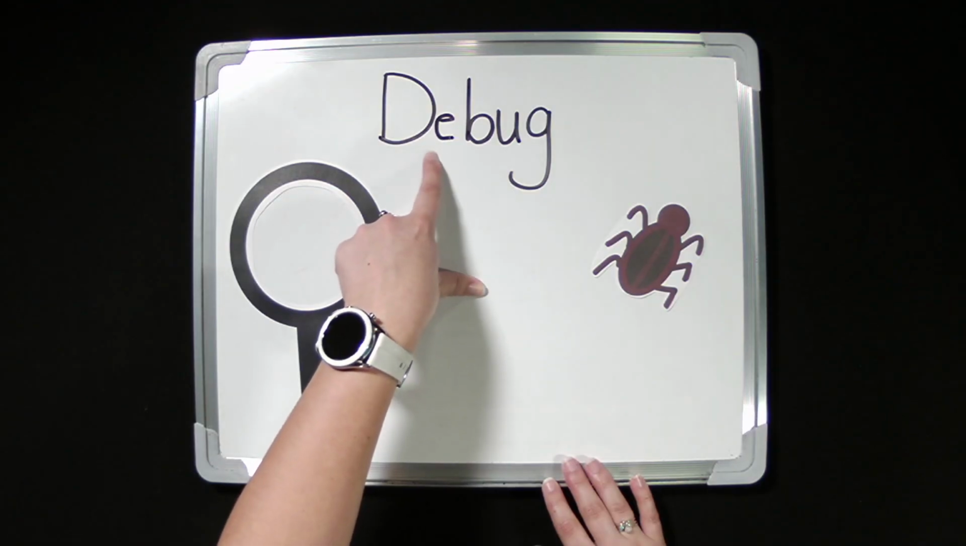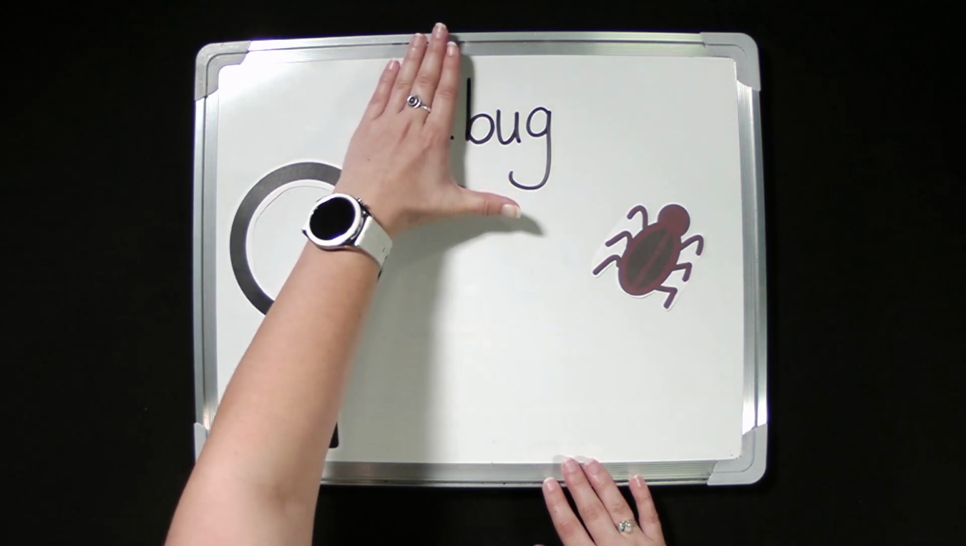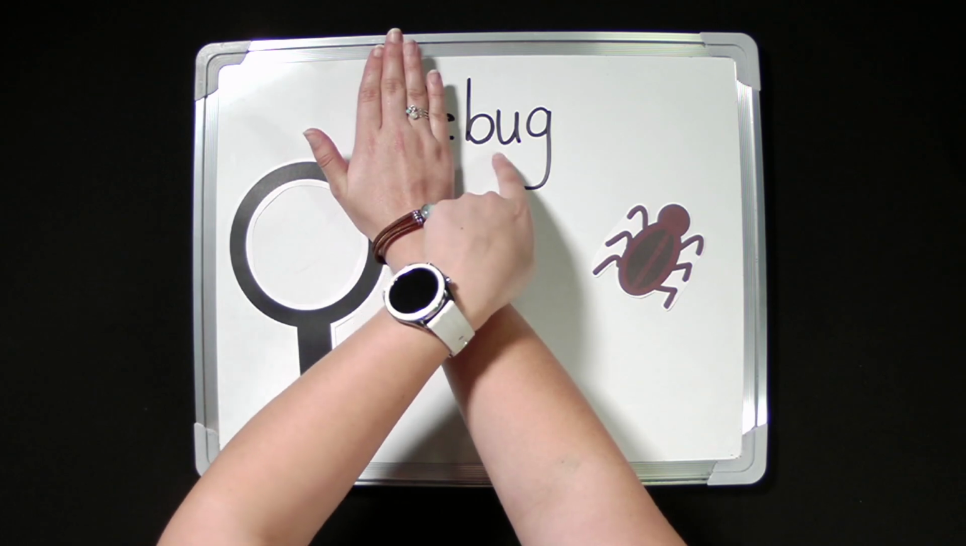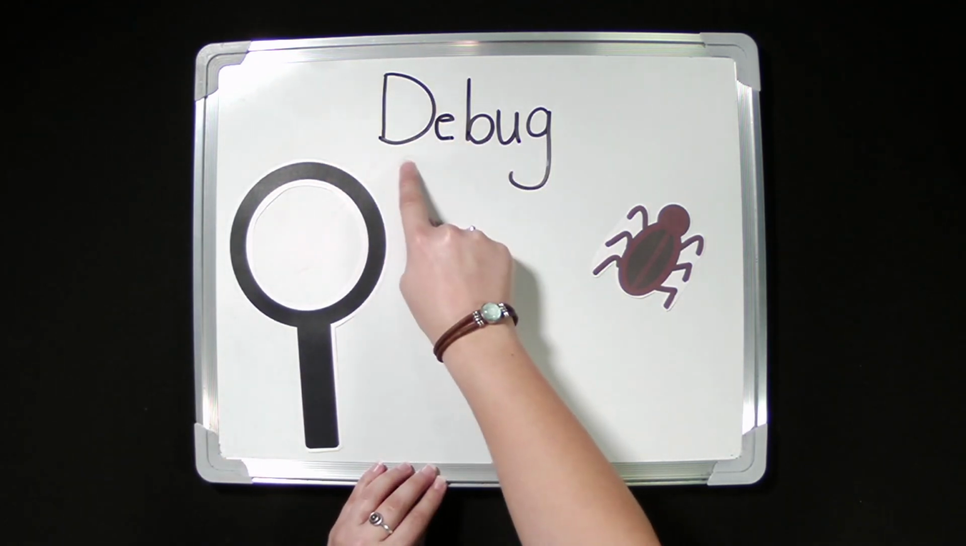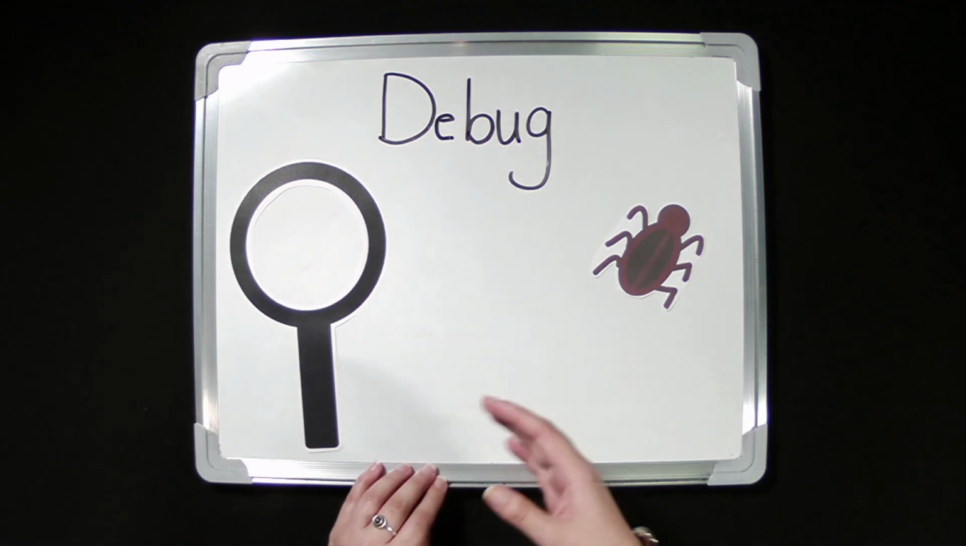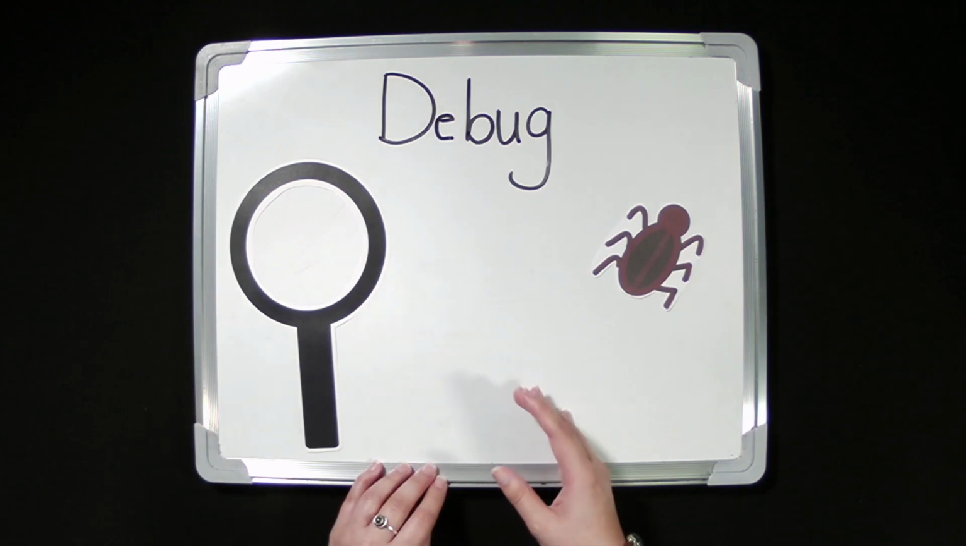Right, let me show you what that looks like. So if we look here, we've got the word debug. You can see that the word bug is part of debug, and de means to get rid of. Okay, so we're getting rid of our bugs.